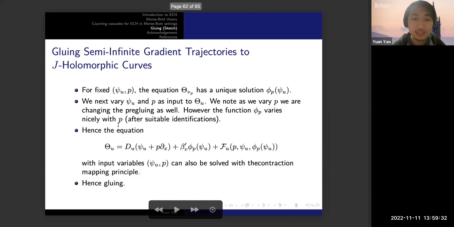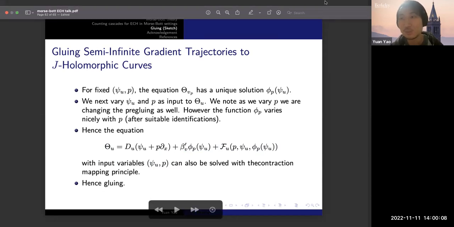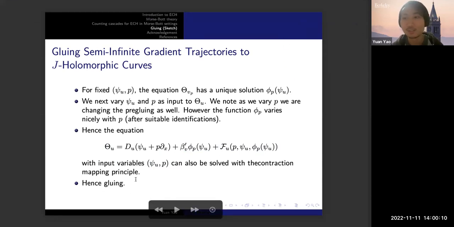And then you look at the equation over U now. Its independent variables are psi U and P, and it has cross terms that depend on P and psi of U. But you view this purely as an equation over U, and you can show that psi of P also depends nicely on the input variables P and psi of U, which you need to do after some parallel transports. But theta of U can also be solved with the contraction mapping principle. And therefore, you have solved both of these equations, and hence you have some gluing.